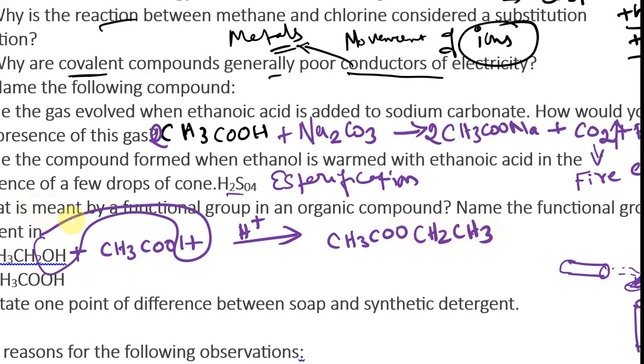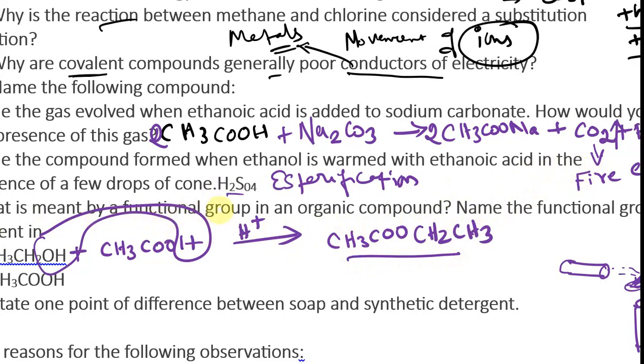Got it? So this is what happens when ethanol is warmed with ethanoic acid in the presence of a few drops of acid. This process is called esterification. The product formed is called ester. Right? Next question. Let us check out this question.